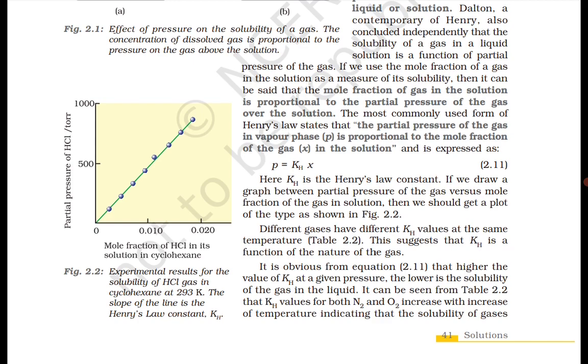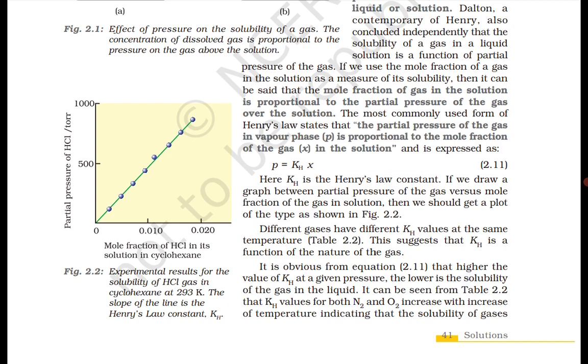The most commonly used form of Henry's law states that the partial pressure of the gas in vapor phase, P, is proportional to the mole fraction of the gas, X, in the solution and is expressed as P = KH X (2.11). Here KH is the Henry's law constant.